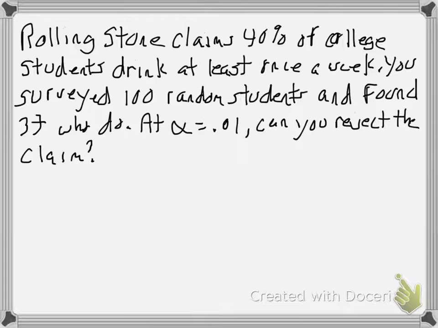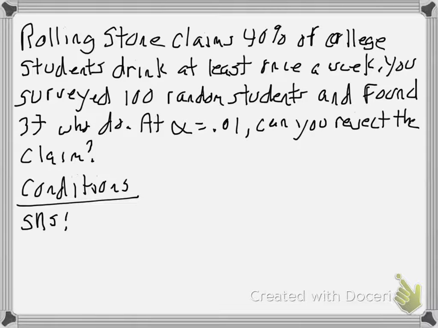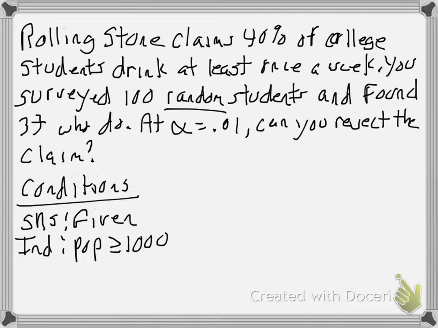All right, well, before we even get into the problem, what's the first thing we got to do? Our friends, the conditions. Okay, SRS. You surveyed 100 random students. So SRS is given. Okay, independence. Do we have a population of students greater than or equal to 1,000? Do you think there's more than 1,000 college students? I think so. And then the check for normality.